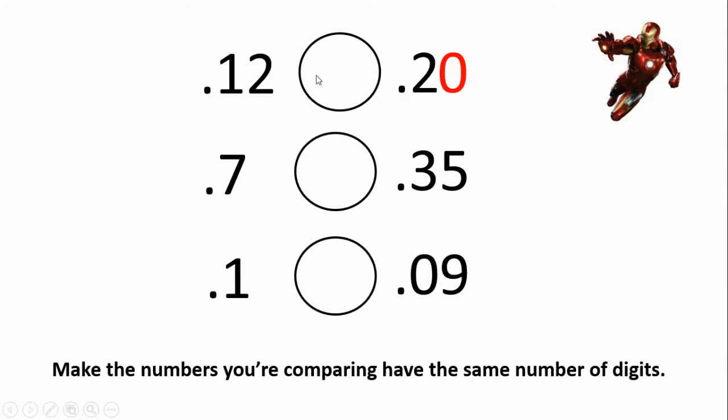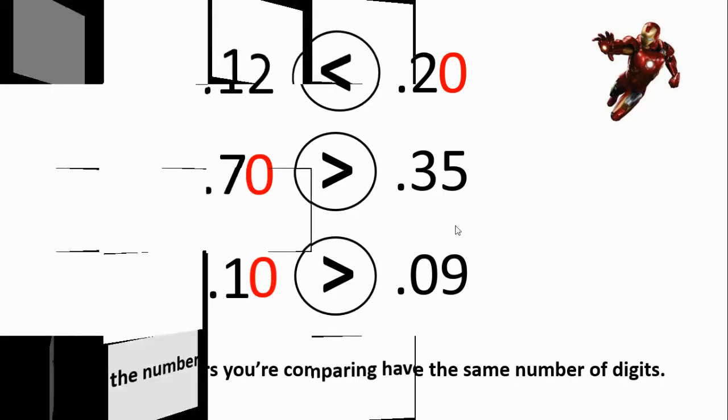Now it's simple. 20 is bigger than 12. 70 is bigger. 70 hundredths is bigger than 35 hundredths. 10 hundredths is bigger than 9 hundredths. So, again, add these zeros, and it'll make it a lot easier.